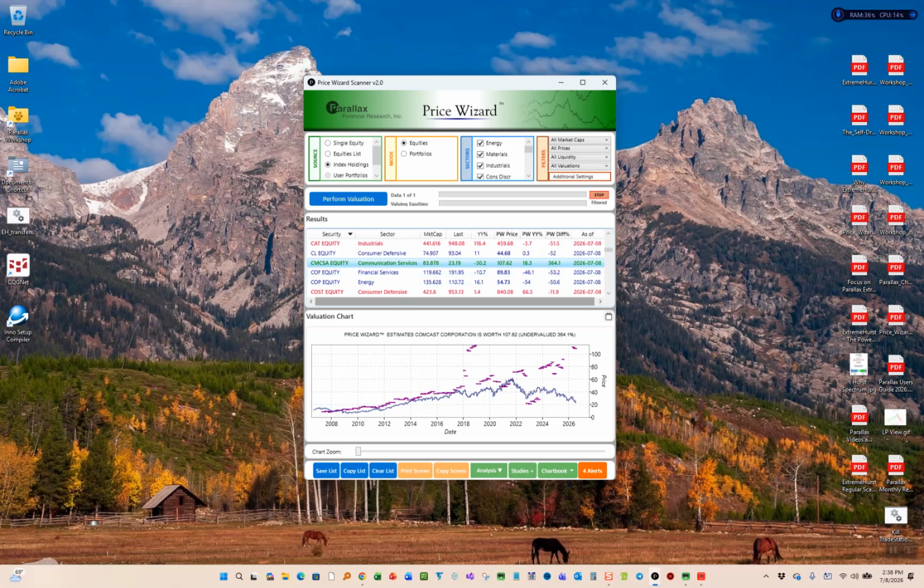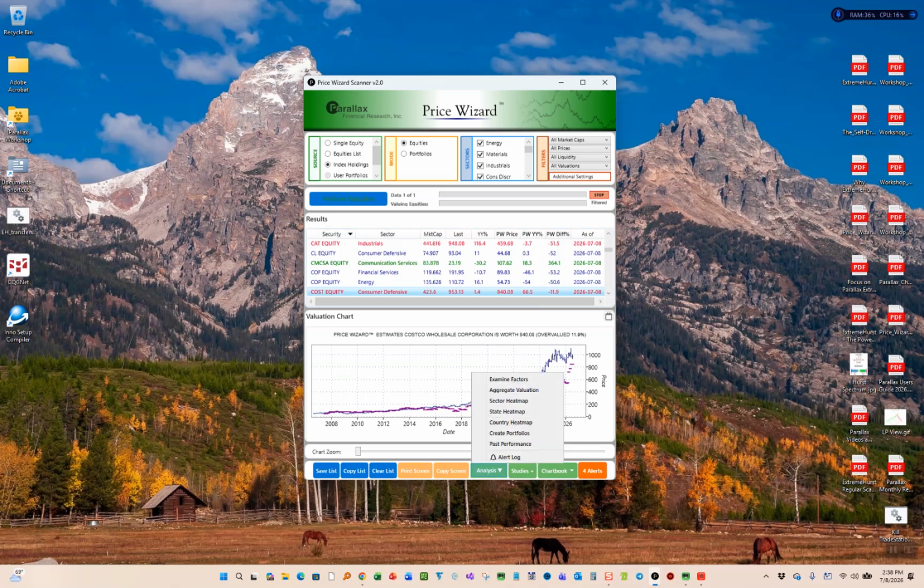So, all right, let's see what Costco's worth just for fun. That's pretty close to value. The market ran ahead, and then the valuation's catching up. So that's a good indication. They're doing okay. All right, so under analysis, we also have something new in past performance.